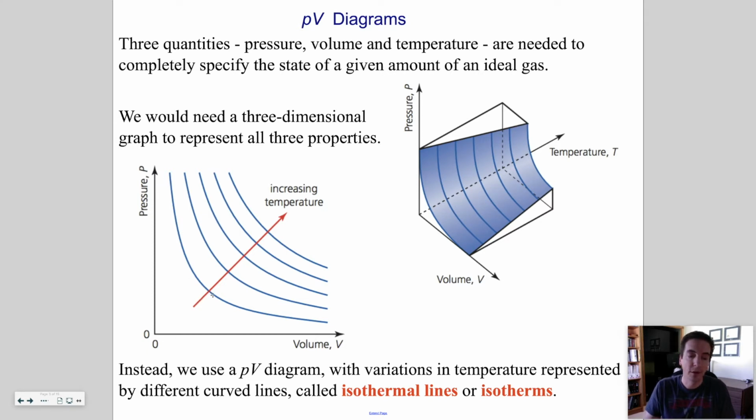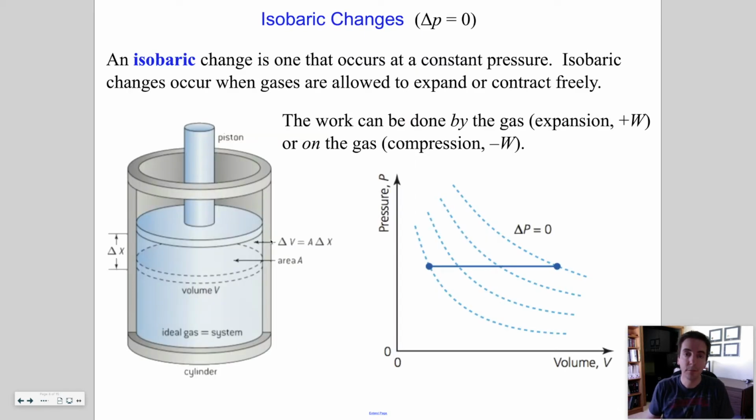Changing temperature here would be of a low temperature, and then you move from isotherm to isotherm to isotherm. You've got higher and higher temperatures. Okay, so there's a few different types of changes that a gas, or our system, our ideal gas, will undergo.